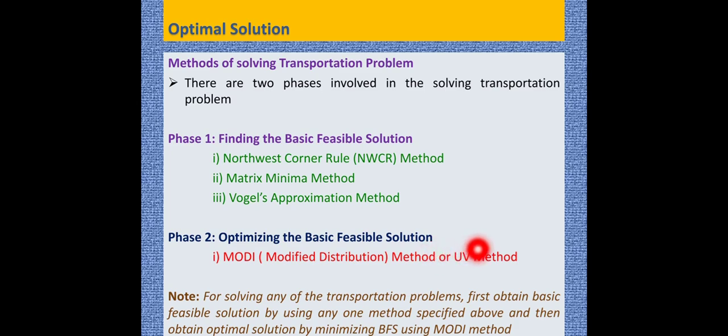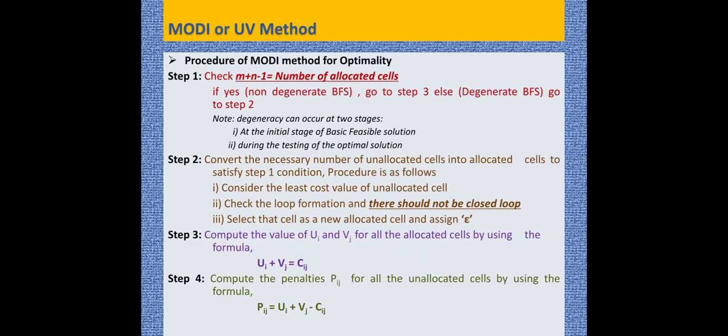or it is also called the UV method. There is a note for you: for solving any transportation problem, first obtain a basic feasible solution by using any one method specified above, and then obtain the optimal solution by optimizing the basic feasible solution using the MODI method. So we will now discuss the MODI method, or UV method, procedure. Procedure for MODI method for optimality.